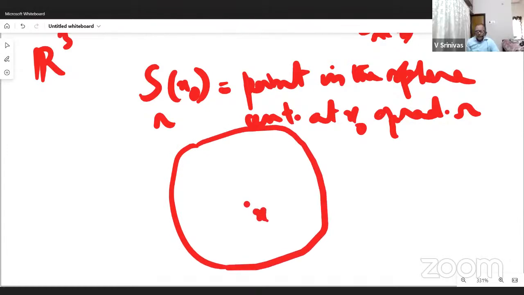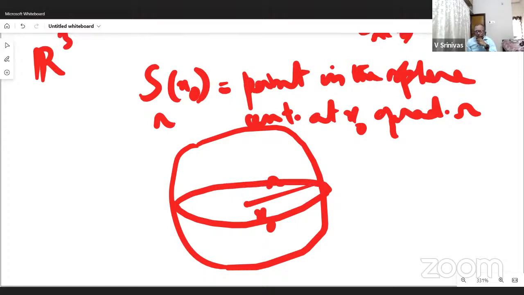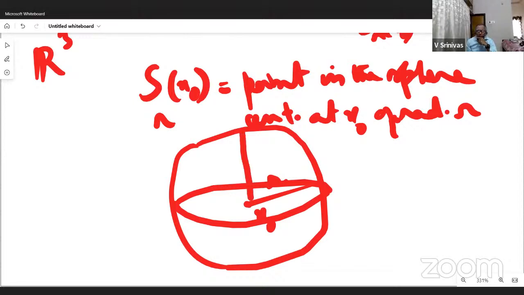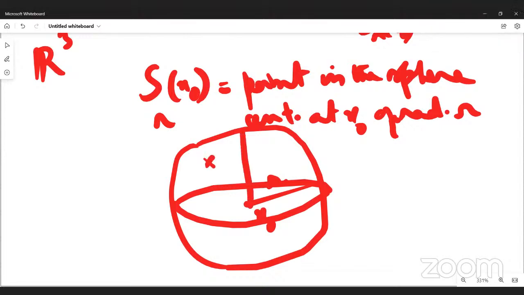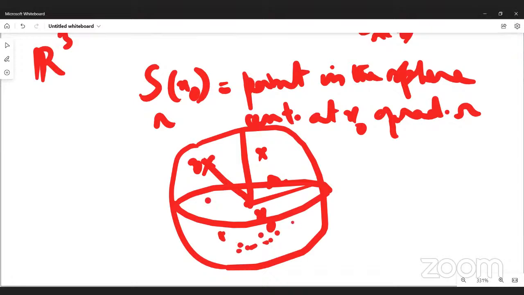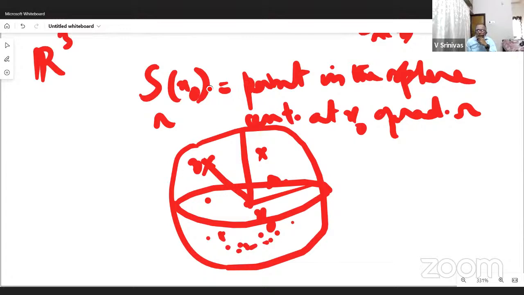So this is x naught, and you are considering an open sphere centered at x naught of radius R. You collect all points whose distance from x naught is less than R, that is, d of x comma x naught is less than R. All these points will be forming this open sphere.